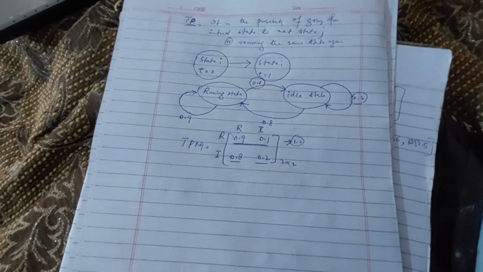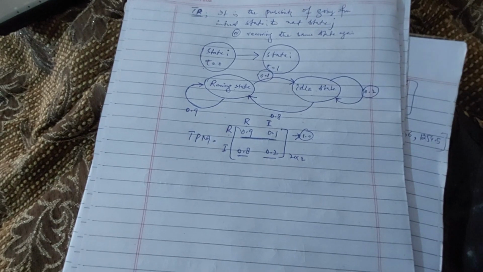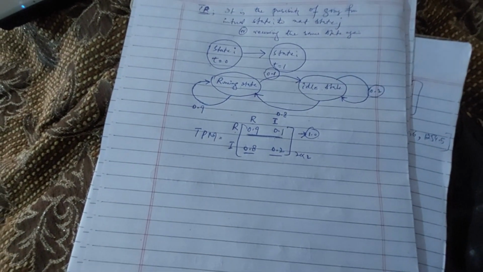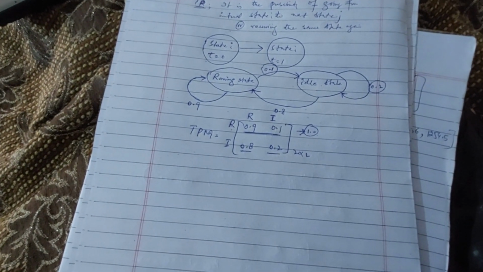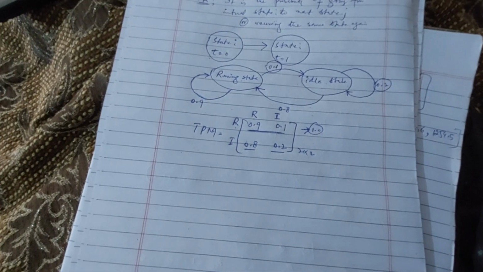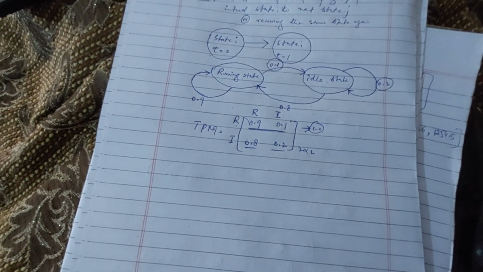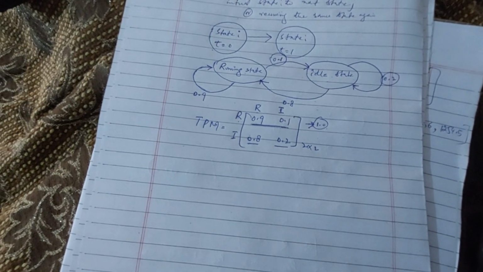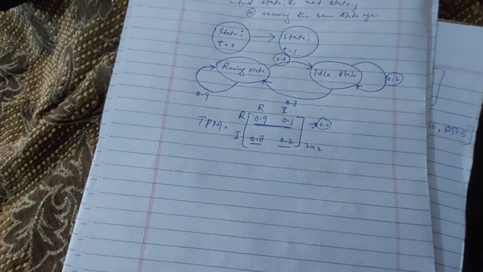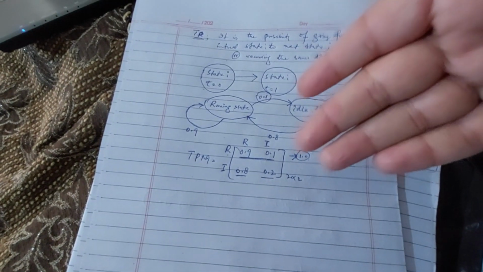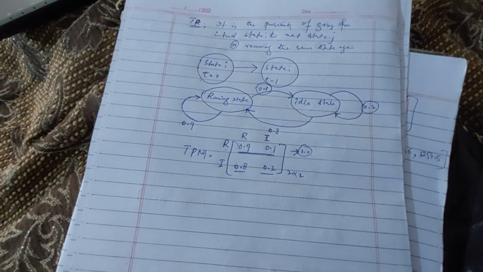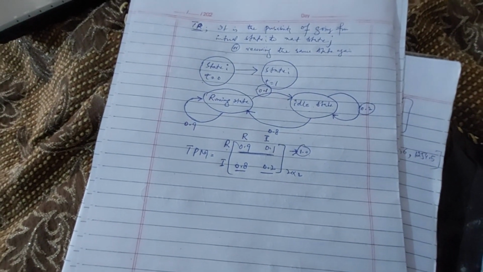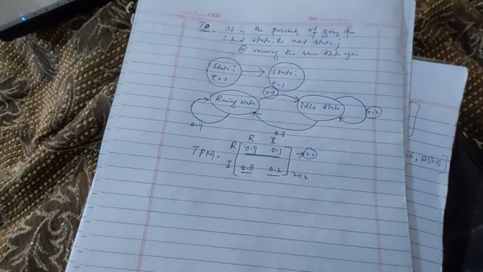The transition probability is the probability of going from one state to another state in a certain time period, or recurring the same state again in the next time period. This is the transition probability, and I have given you a detailed example with the two states of the machine.